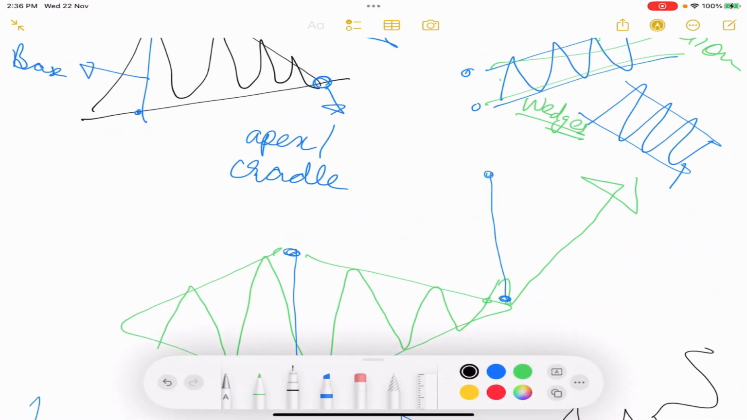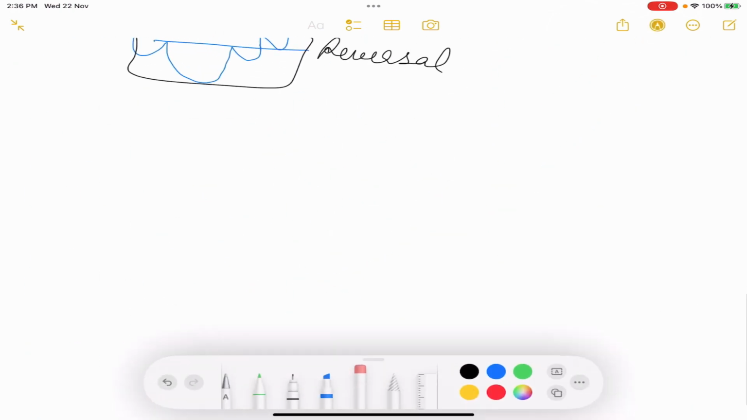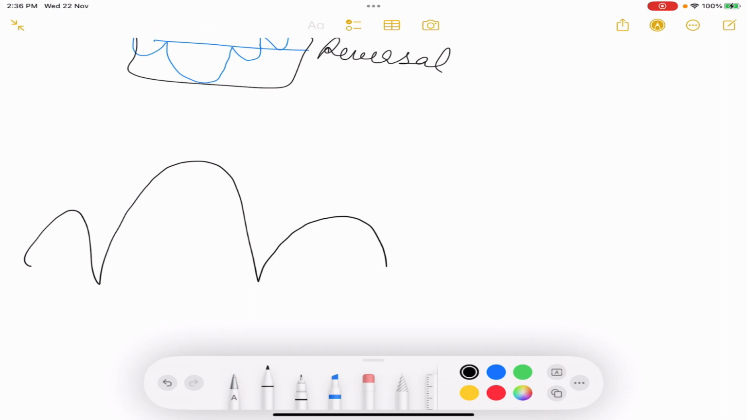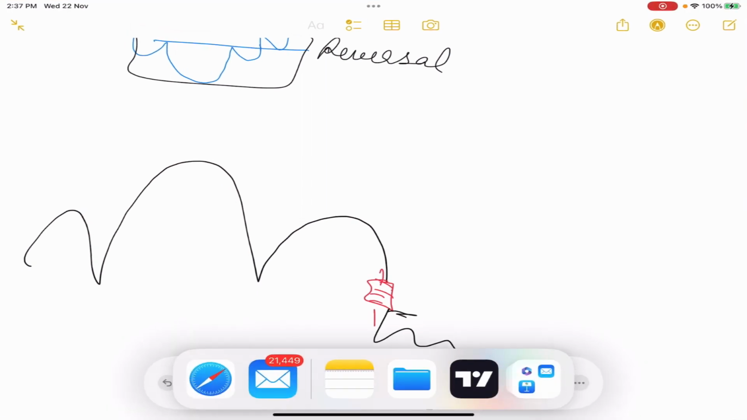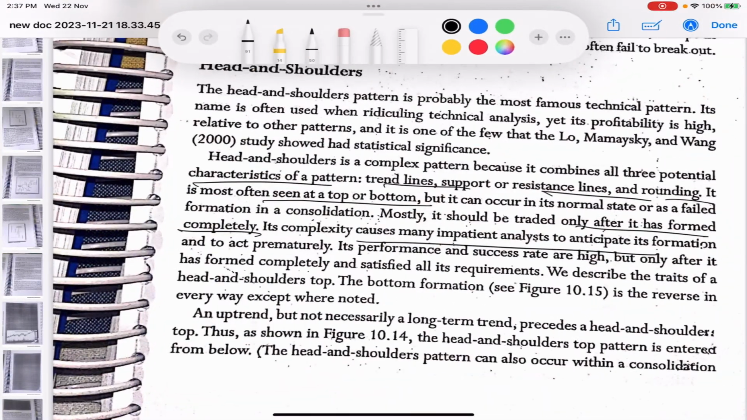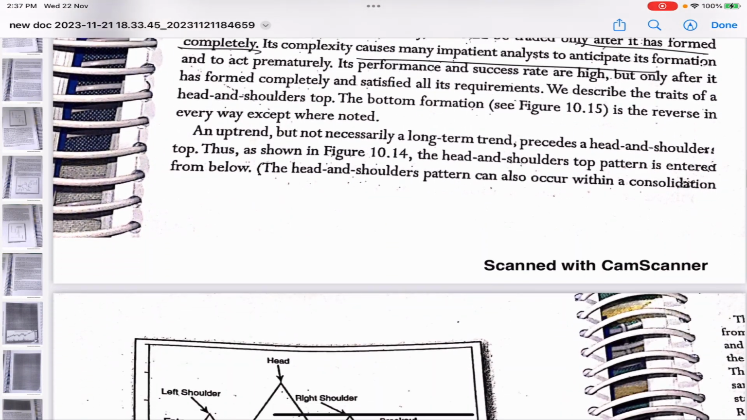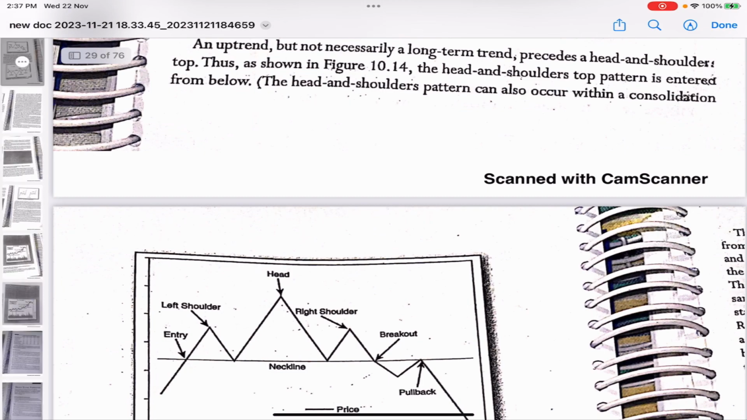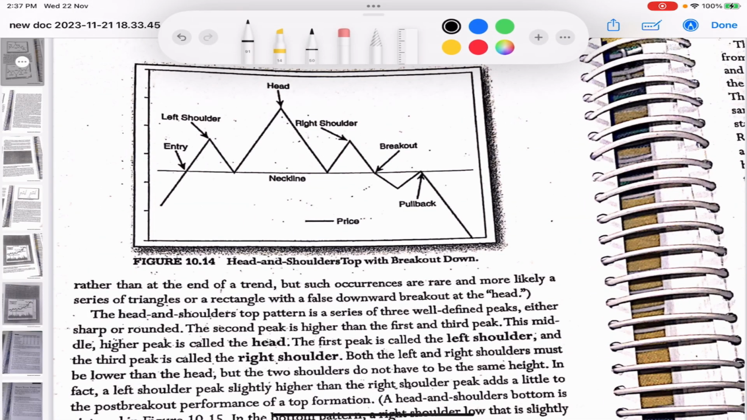If, let's say, you are trading a head and shoulder like this, you can't just enter now. You want to wait for a red candle like this. Only then can you enter somewhere over here. Do not enter before and do not anticipate that the head and shoulder will be completed. Okay, so this is how my head and shoulder looks. This is my left shoulder, this is my right shoulder, this is where it breaks down, this is my head, this is my neckline, and this is my pullback.